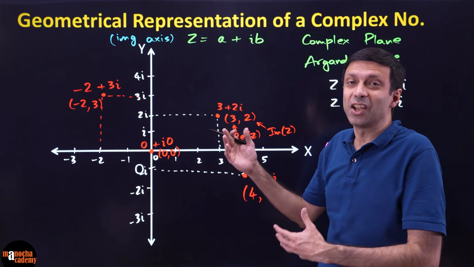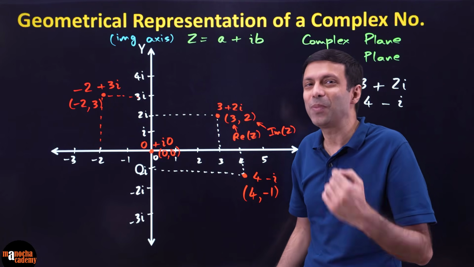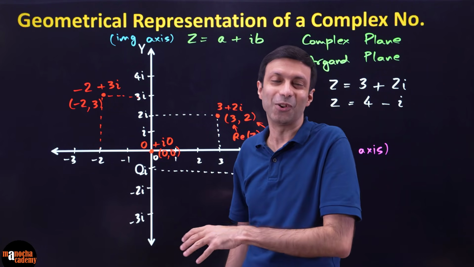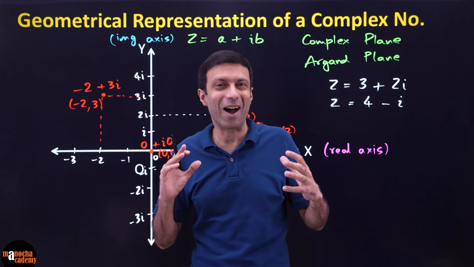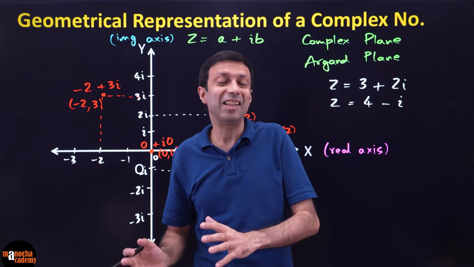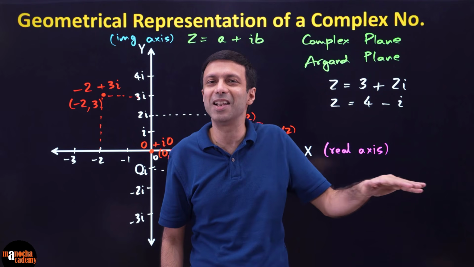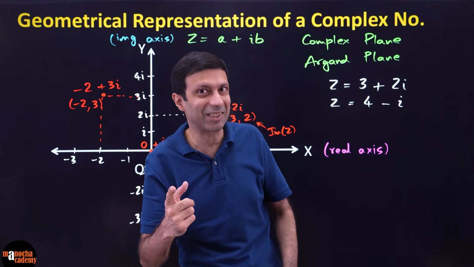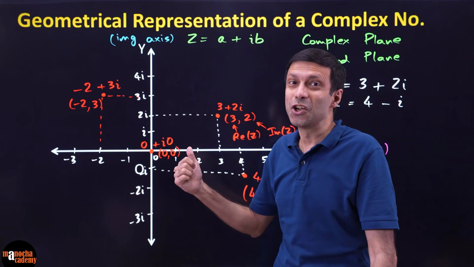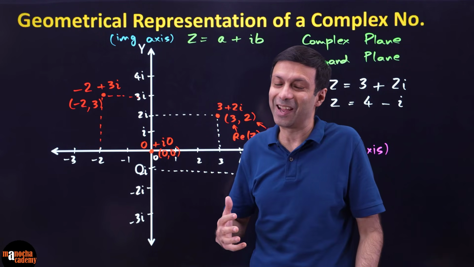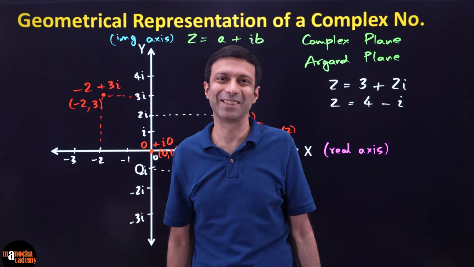So I hope this visualization of complex numbers on the complex plane or the Argand plane has helped you understand them better and see how they are different from real numbers, which simply lie on the number line. But complex numbers lie on a two-dimensional plane because they are like two-dimensional numbers.